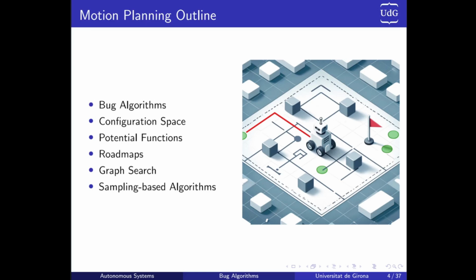Roadmaps, I think I already explained a little bit during the introduction, but the idea is that when we plan, we can already have a previous roadmap. For instance, when you ask Google Maps to plan a route from here to your home in the city center, Google Maps already has a roadmap of all the possible roads and streets and highways, whatever, that you can use in order to find this path.